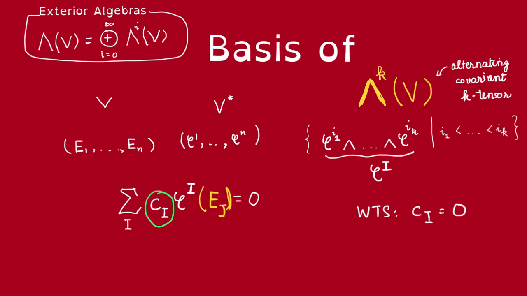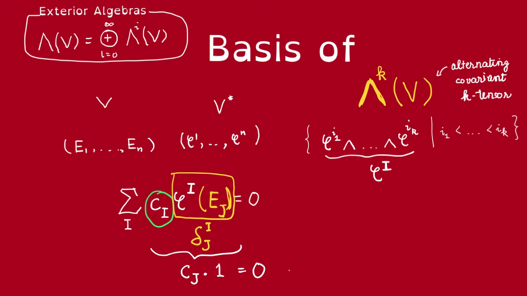That means a wedge product of k elements here. It turns out that all of these are going to be 0 except when the indices actually match, in which case it's going to be 1. So this is really the delta function. Thus, this means that the only coefficient that survives is Cj, and we have that Cj must be equal to 0. So that shows linear independence, and thus we have an explicit description of a basis of this space.